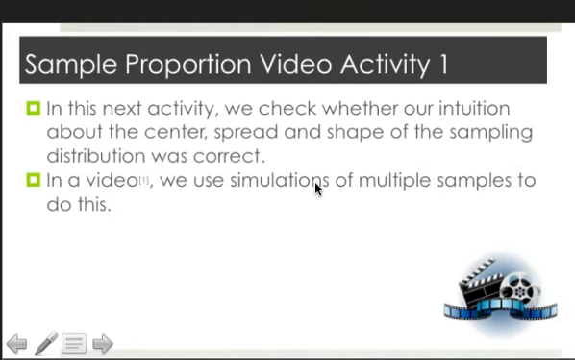So in this next activity, we're going to check whether our intuition about the center, spread, and shape of this sampling distribution was actually correct. In the video that you're going to see here, the narrator is going to use simulations of multiple samples to do this for us.